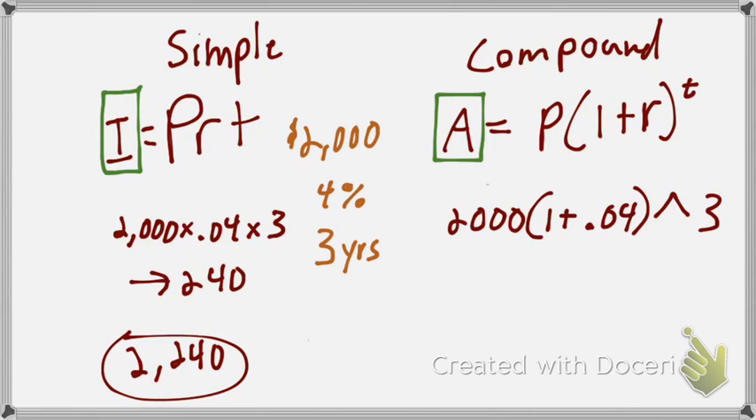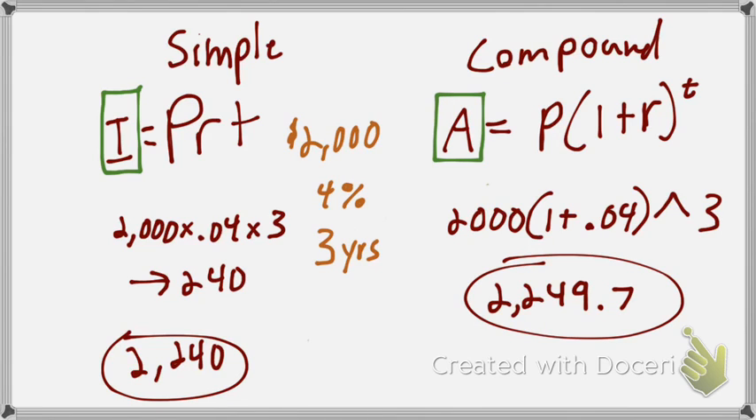So 2,249.7. All right, so there's my account balance with the compounded interest. How much more money would I have made with compounded interest? $9.70. There we go.